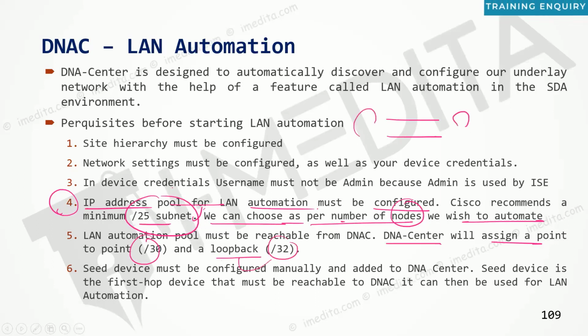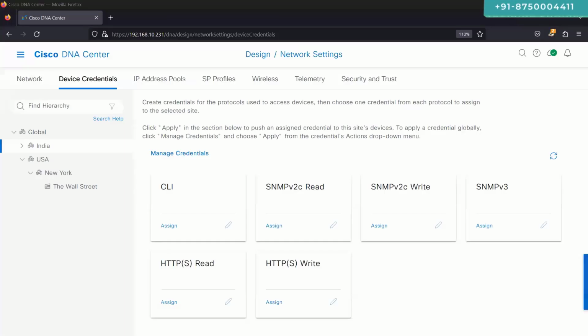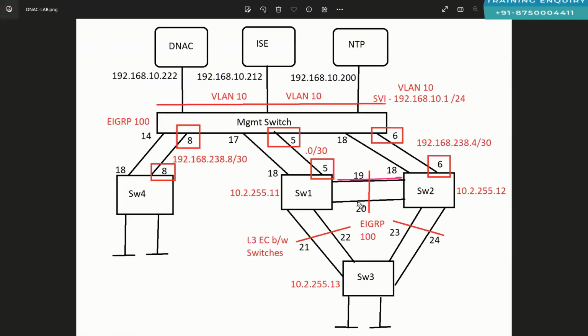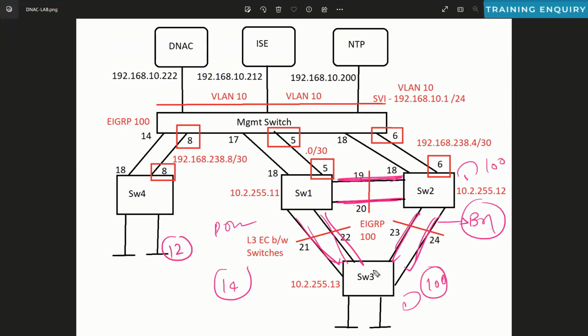So you need to calculate, if we are going to use the LAN automation feature, how many IPs we will require. So 2, 2, 2, 2, 2, 2, and 1, 2, 3, 4, 5, 6. So 12 IPs we will require here, and then 13 and 14 IPs in this entire branch for the LAN automation. So you have to configure the pool in such a way that all these links can be configured with an IP address, and the loopbacks can be configured with an IP address as well.